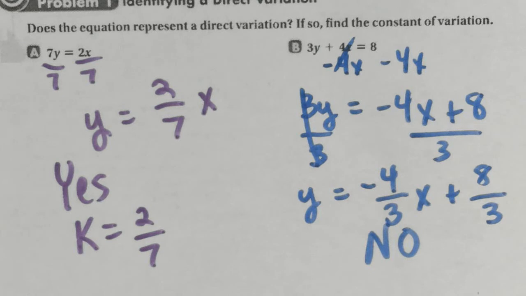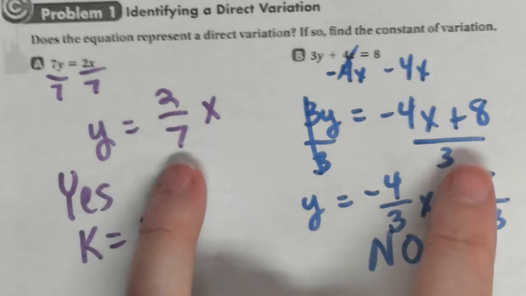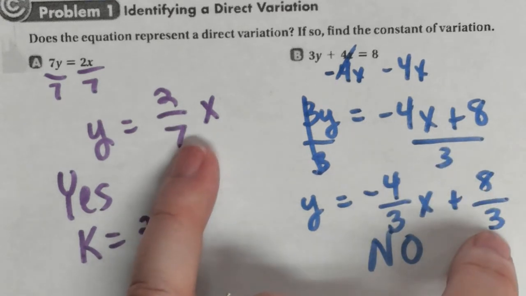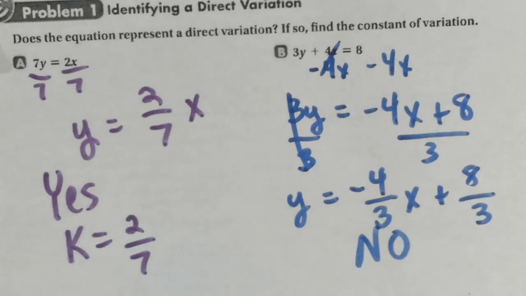Do y'all see how we're not technically doing any new math? It's the same thing we did last unit. The only new thing is deciding: if I don't have a number that's being added or subtracted at the end, then it's direct variation. If I do, it's not.